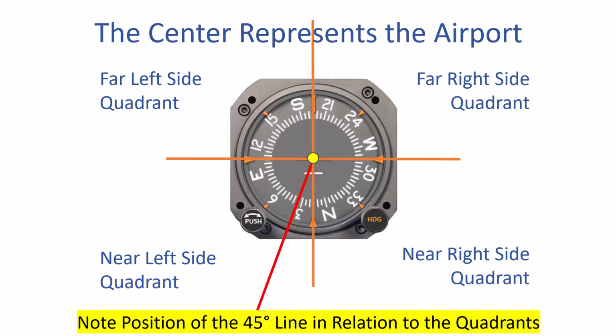Note the position of the 45 degree line in relation to the quadrants. Where are they? Assuming you're right here and you're flying toward the airport, you're basically in a straight line toward the airport. It's right in line with you. This will be directly on the left side of the airport, directly on the right side of the airport. So this line here is slightly left. It's not on the near left quadrant all the way. That would be right in the middle about here, but it's a little bit closer to us. So just try to visualize exactly where that position is.